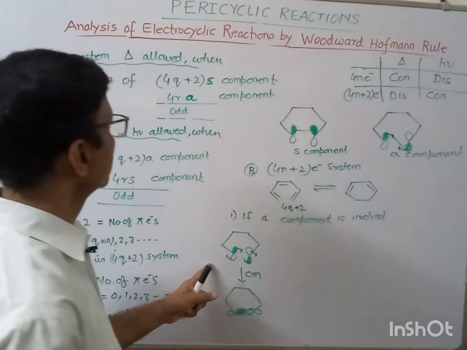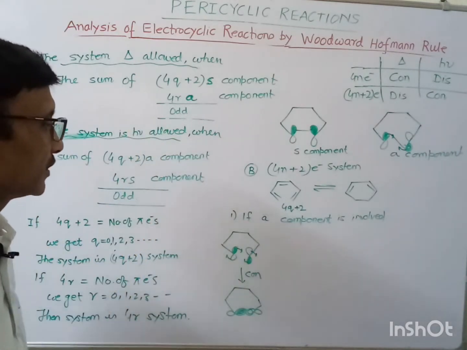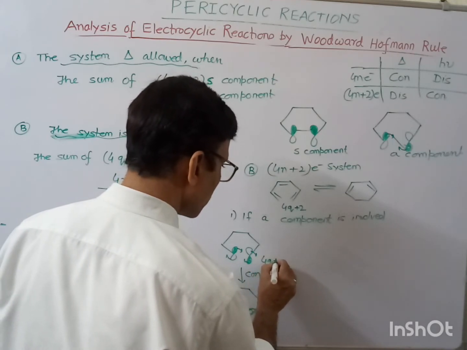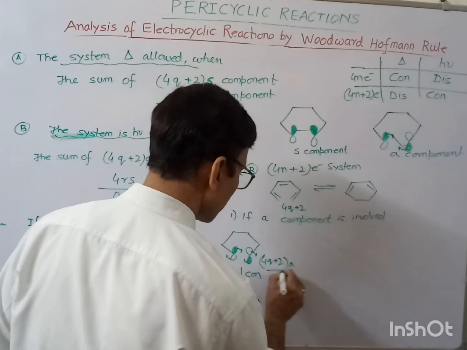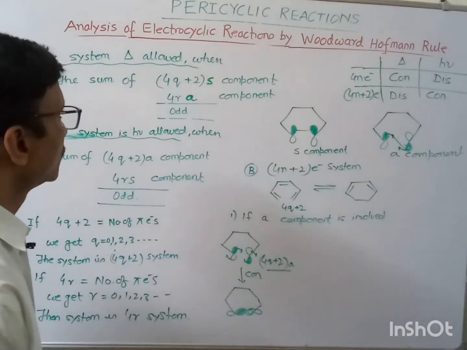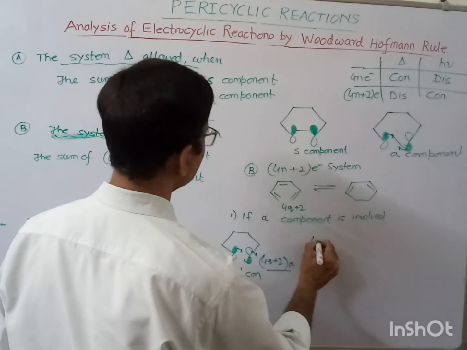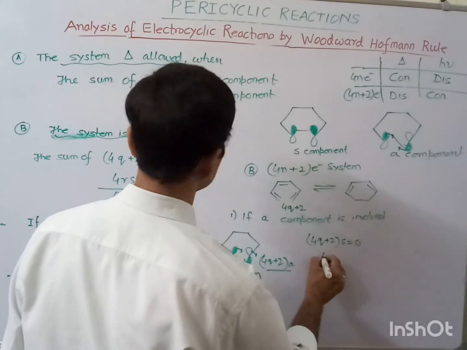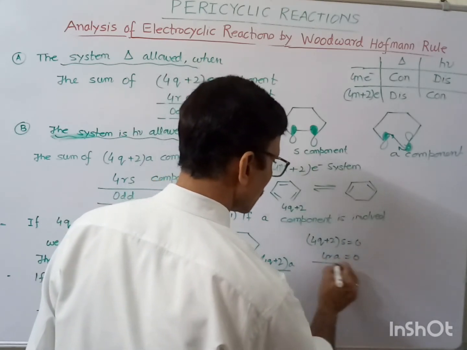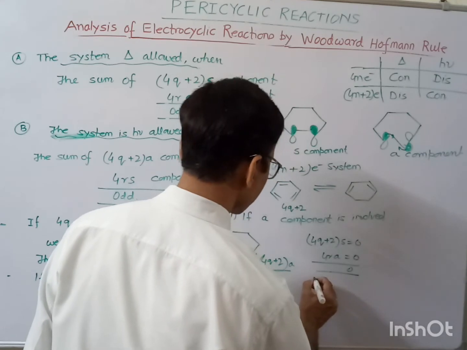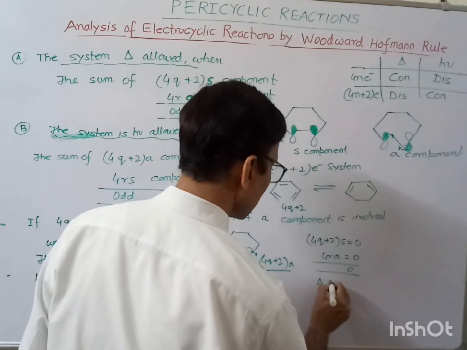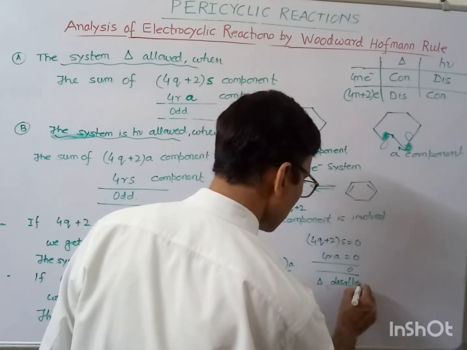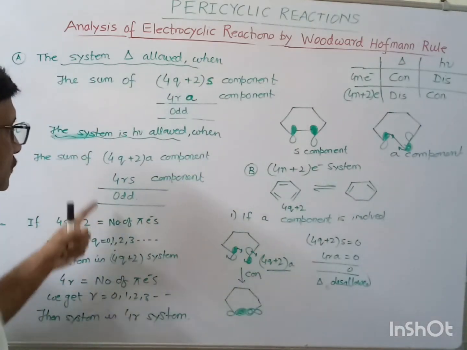Now we should check whether this conrotation is allowed under thermal condition or photochemical condition. So let's see. This is our 4q plus 2a type of system, because here opposite lobes are involved. Whether this is thermally allowed, let's see. 4q plus 2s is equal to 0, and 4Ra is also equal to 0. This doesn't come out to be odd, so this is thermally disallowed.